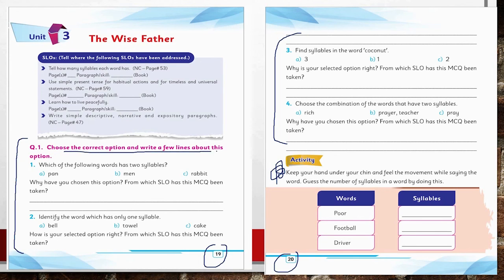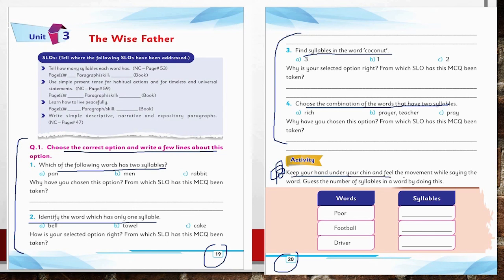Choose the correct option. Which of the following word has 2 syllables? आपने correct option को ढूंढना है खुद से read करके. Identify the word which has 1 syllable. Find syllables in the word count. Choose the combination of words which has 2 syllables.